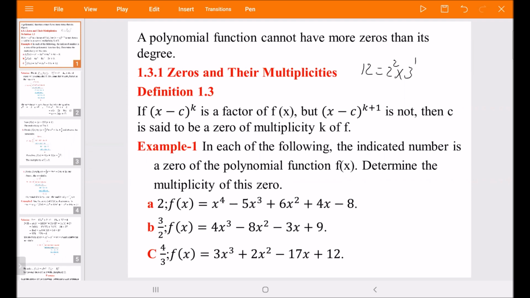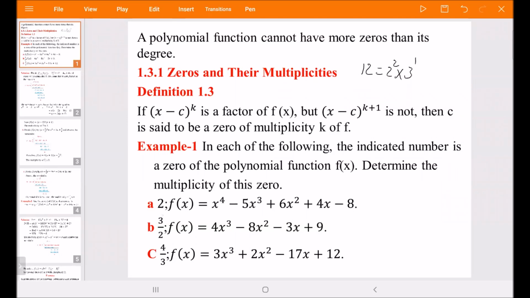Actually, how this definition is used to determine the multiplicity of a factor is, we use polynomial long division. How we use that, let us see it with examples. The first example is: in each of the following, the indicated number is a zero of the polynomial function f of x. Determine the multiplicity of this zero.